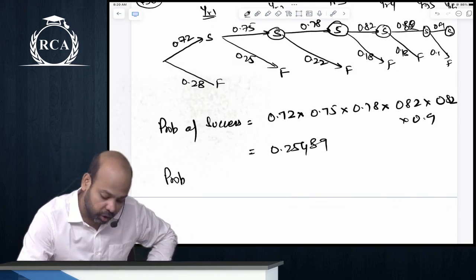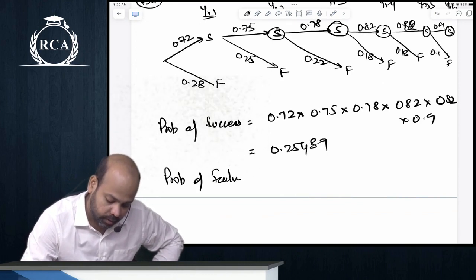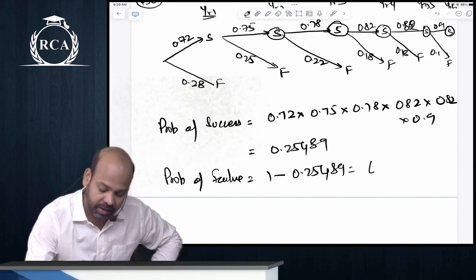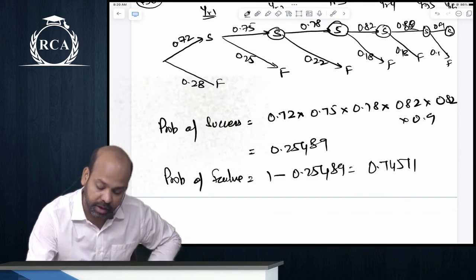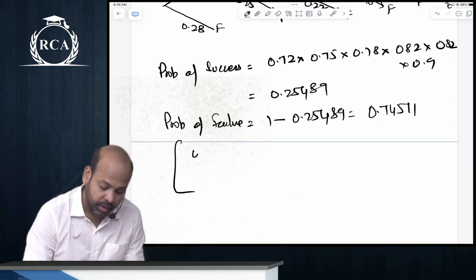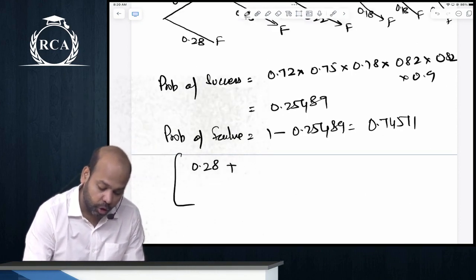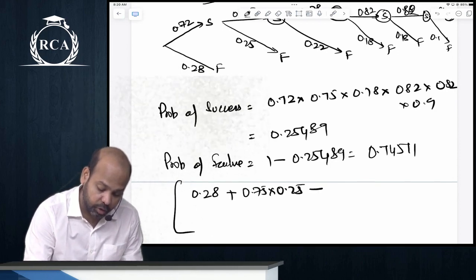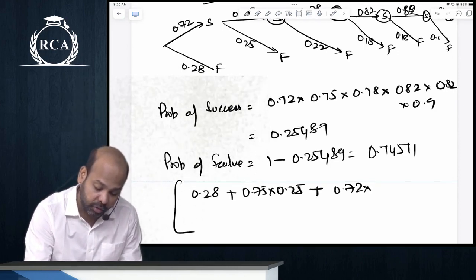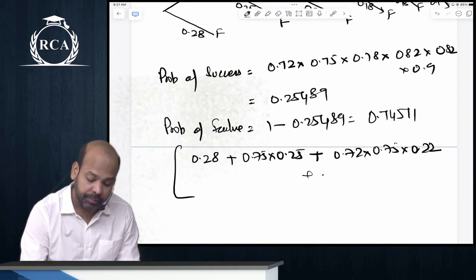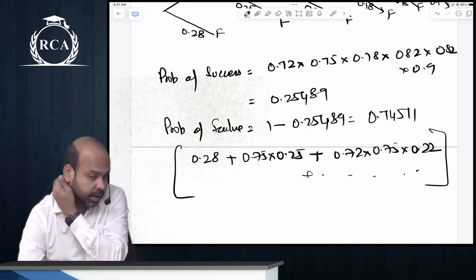0.25489 will become the probability of success. Probability of failure will be 1 minus 0.25489. Sir, is there any alternative way of doing this? Yes. If you want probability of failure, you can do it like this: failing in the first year, or succeeding in the first year but failing in the second year, or succeeding in the first 2 years and failing in the third year, and so on. It will become a big calculation, not required.